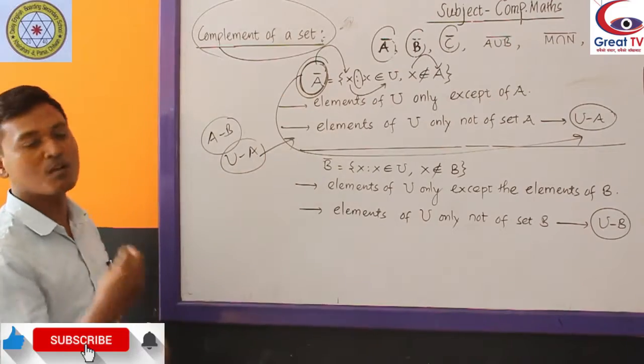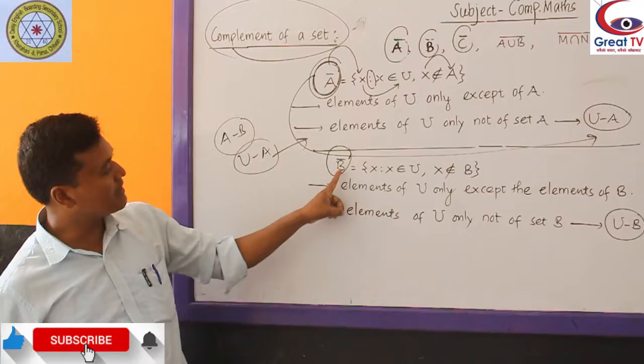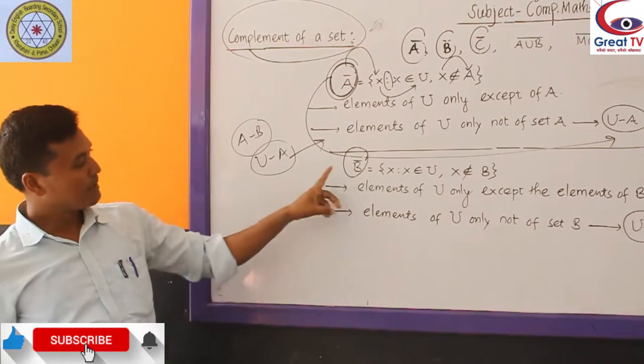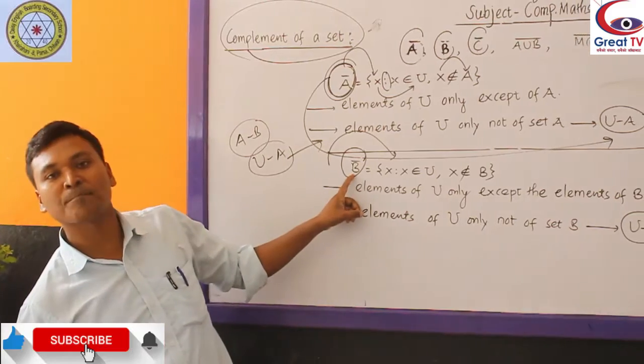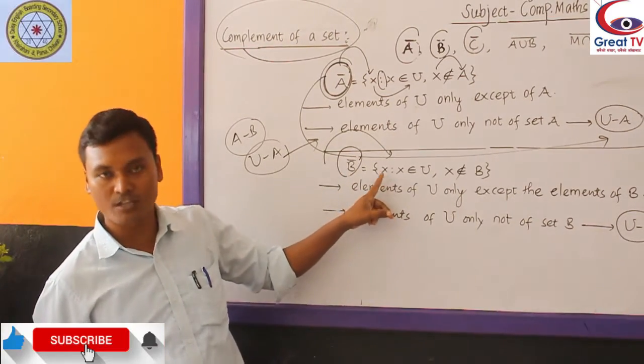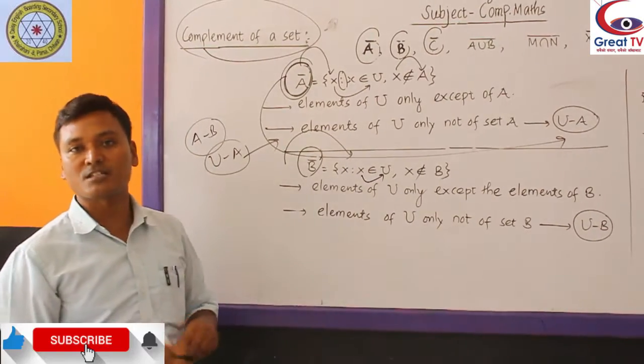Similarly, let us take one more example, B complement. B complement can be defined using set notation in this way: all the elements of B complement are represented by the letter X, and X belongs to the universal set.